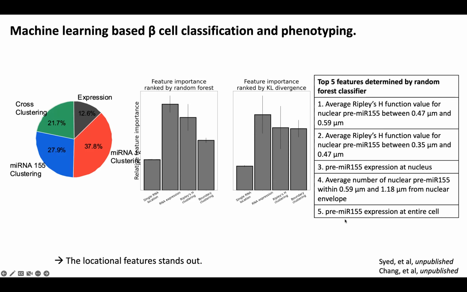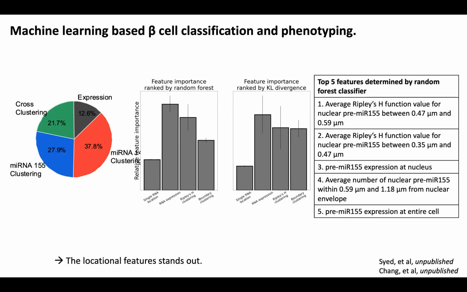My students have come up with some explanation about how this location of microRNA is associated with the triggering of type 1 diabetes.